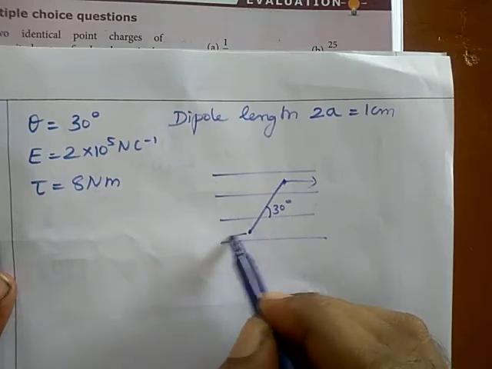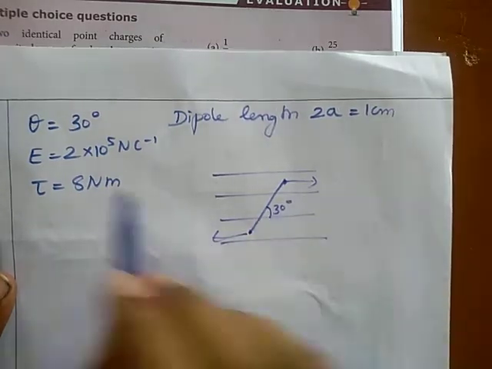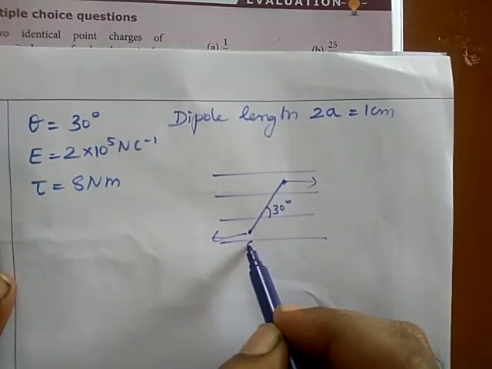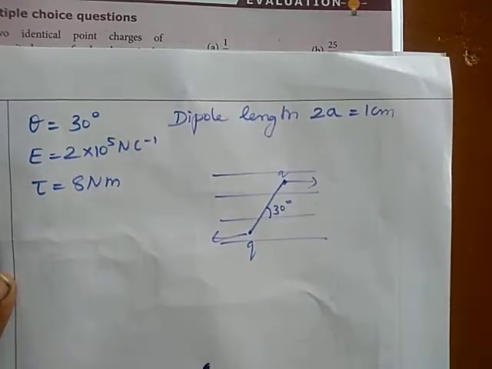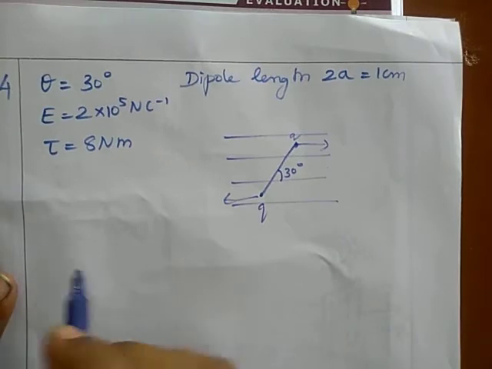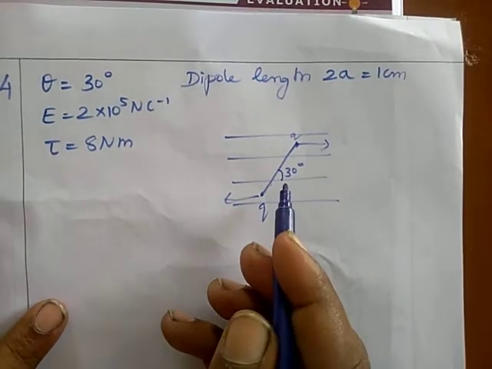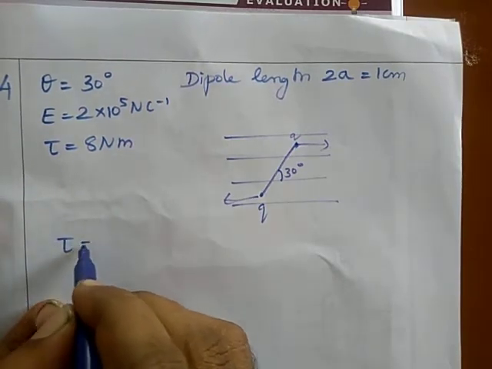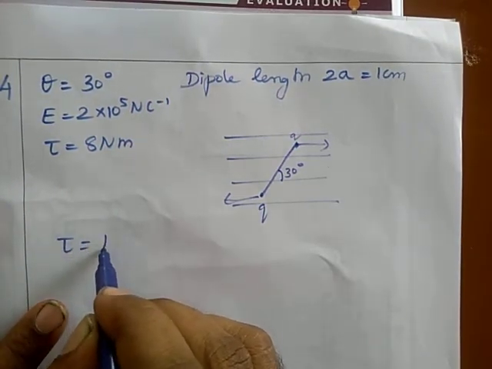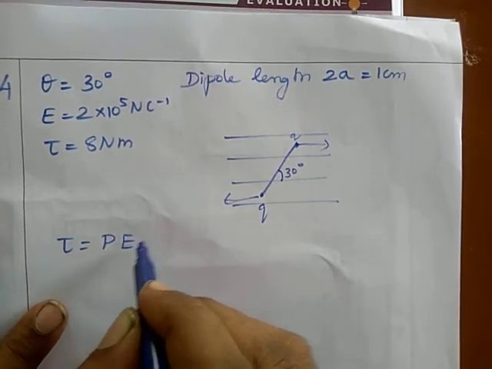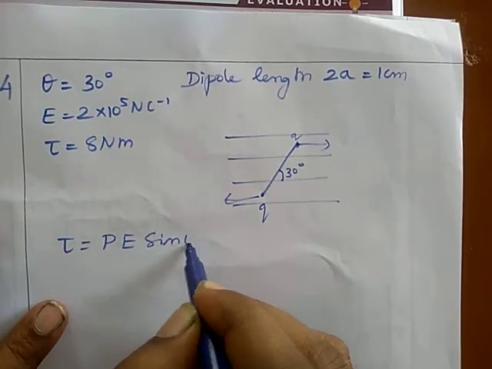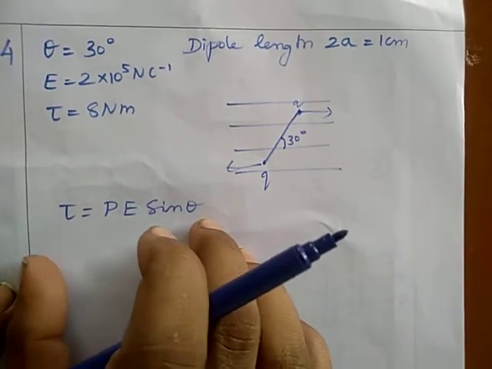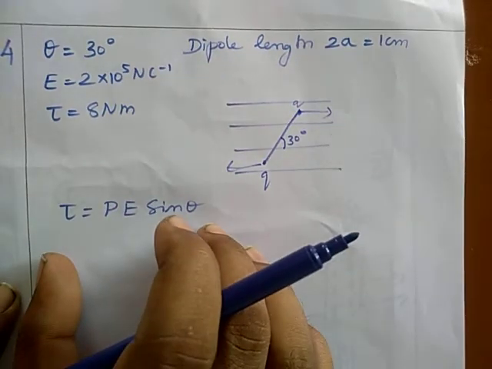It experiences a torque, tau, equal to 8 Newton meter. Then what is the charge of the dipole? It is an easy one. We know the torque experienced by the dipole when it is placed in a uniform electric field is tau equal to P E sin theta. That is the value of the torque experienced by the dipole when it is placed in an electric field.